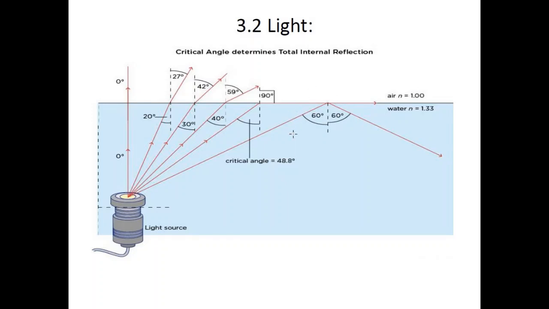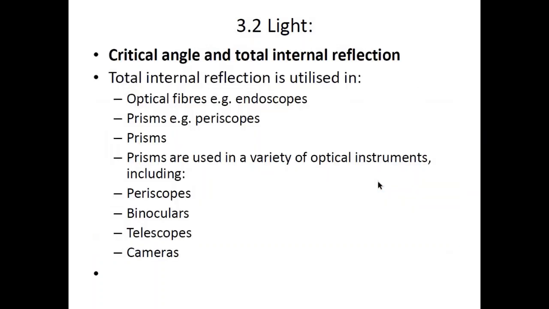But in this case, when the incidence angle was greater than the critical angle, all of the light has reflected internally inside the same medium, instead of some of it being refracted outside into the air. This is known as total internal reflection, when all of the light ray is reflected back into the medium.